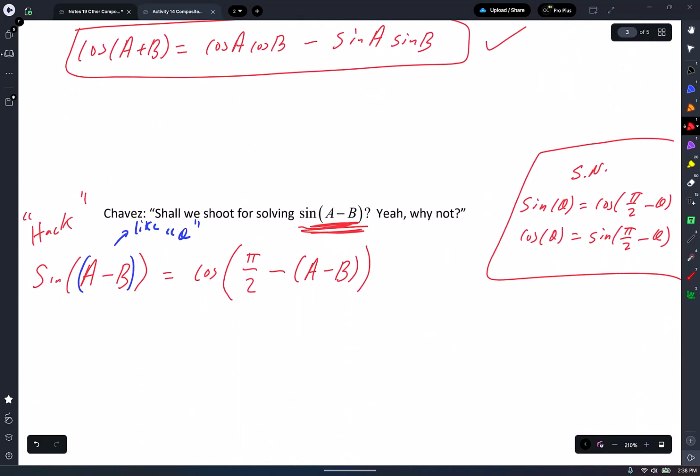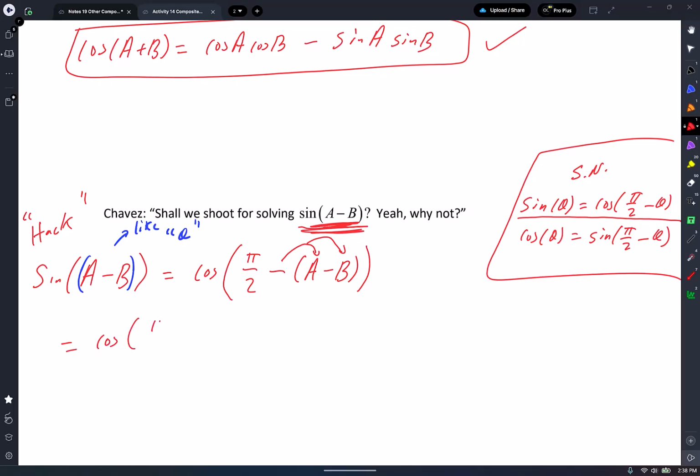So this is what I did. See? This is like sine of theta. I'm just doing this top one right here. So I just moved that together, pi over 2 minus my angle there. Do you see how that's still the same? Check it out. I'm going to distribute that negative to do another hack. I'm going to write cosine of pi over 2 minus A, and then minus a negative, plus B, close.